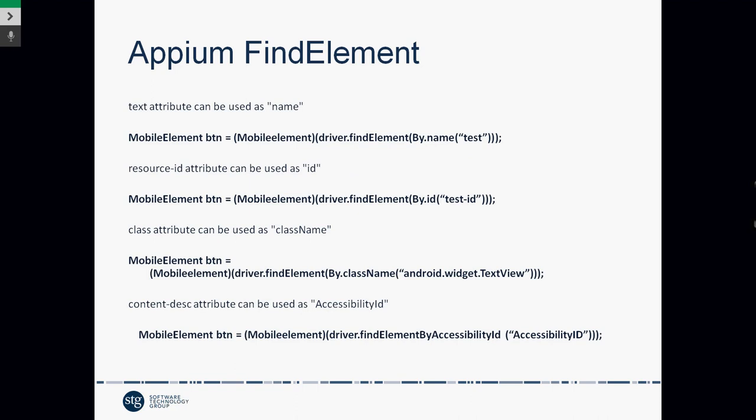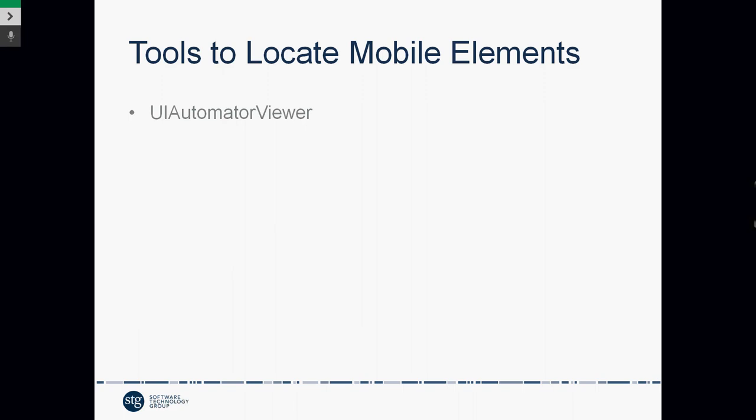Defined elements are almost identical to WebDriver. driver.findElementByName. driver.findElementByID. Tools to locate a mobile web element, you can use UI Automator Viewer. It'll give you a whole entire tree structure of your DOM. You can use UI Recorder.